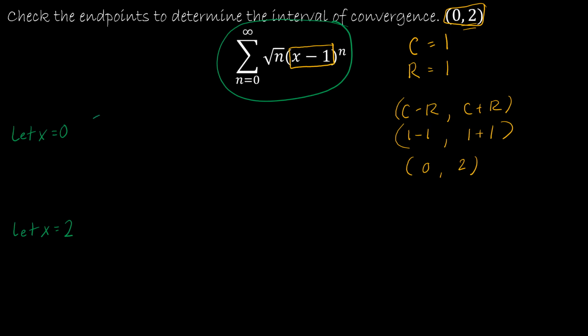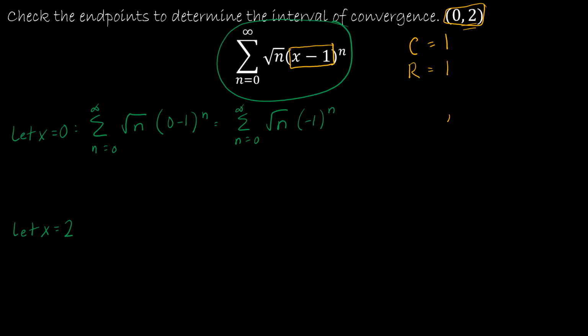If I let x equal 0, then I have the summation as n goes from 0 to infinity of radical n over 0 minus 1 to the n, so the summation from 0 to infinity of radical n over -1 to the n. What happens to each of these when n goes to infinity? Well, the square root of infinity is infinity, and the other part is going to oscillate back and forth between -1 and +1.